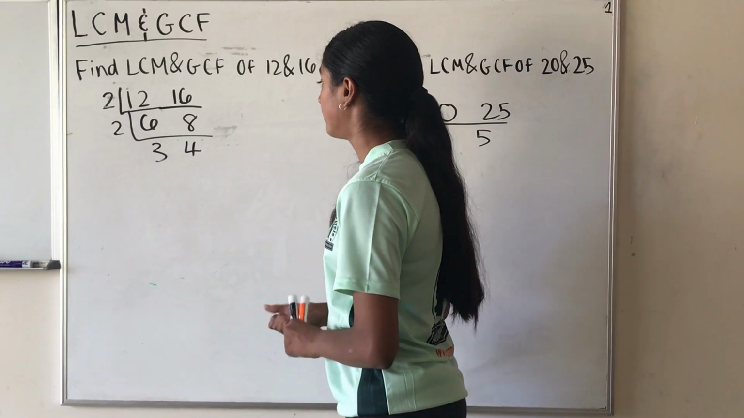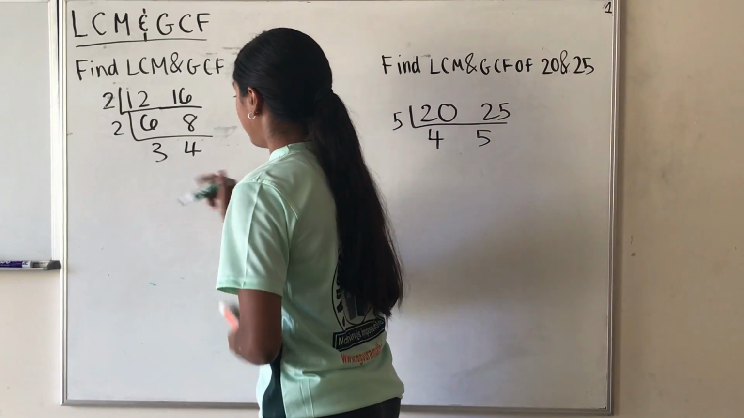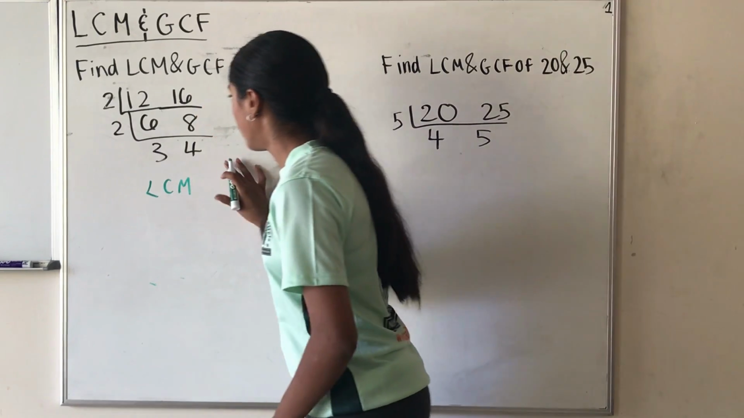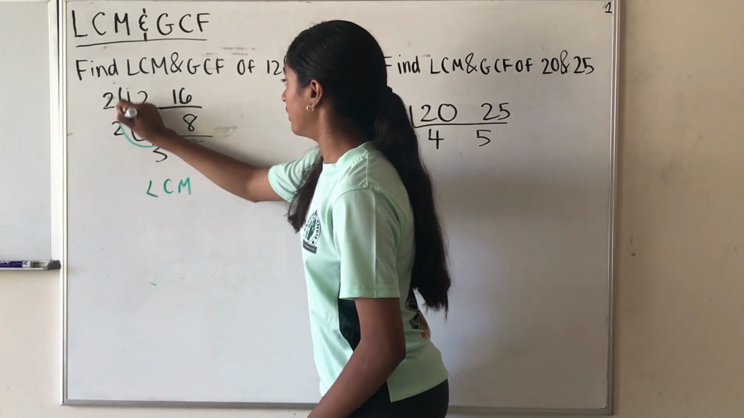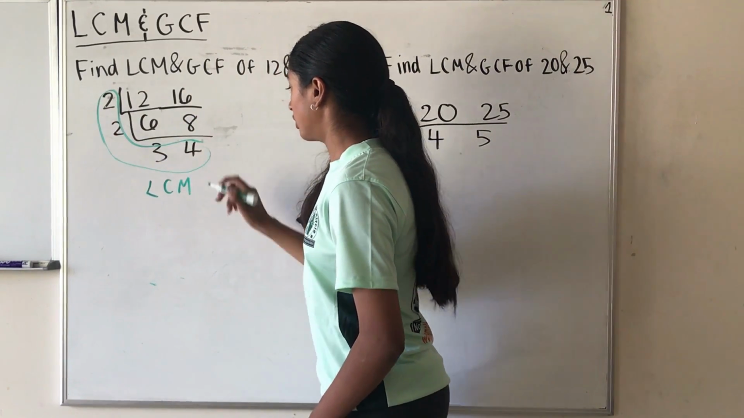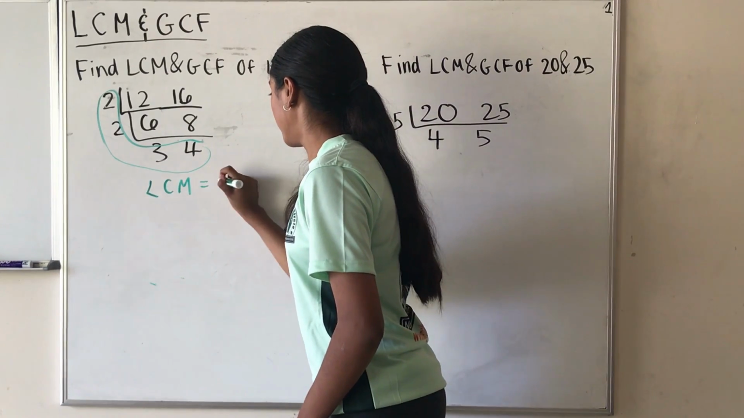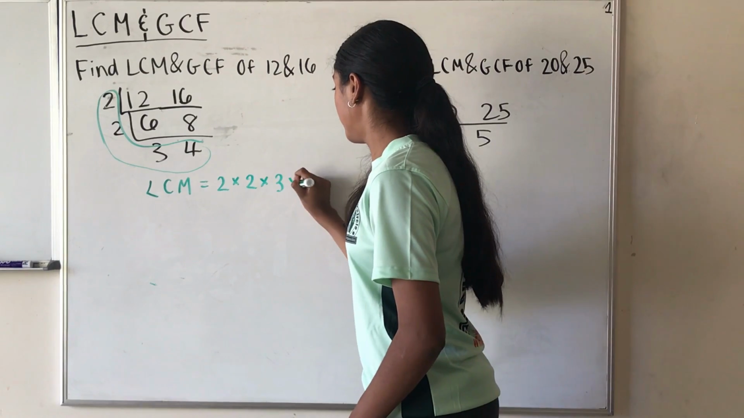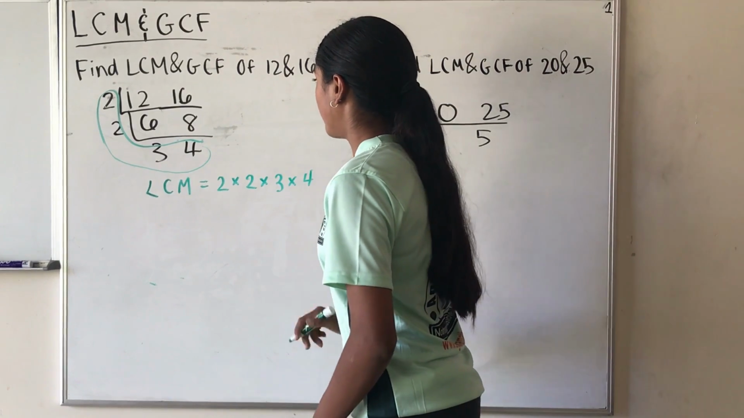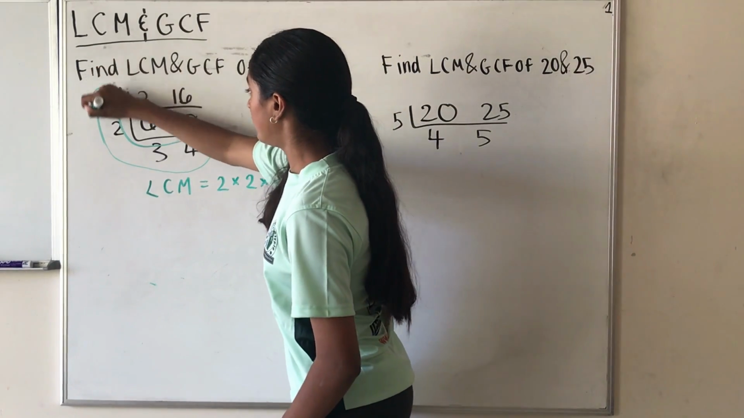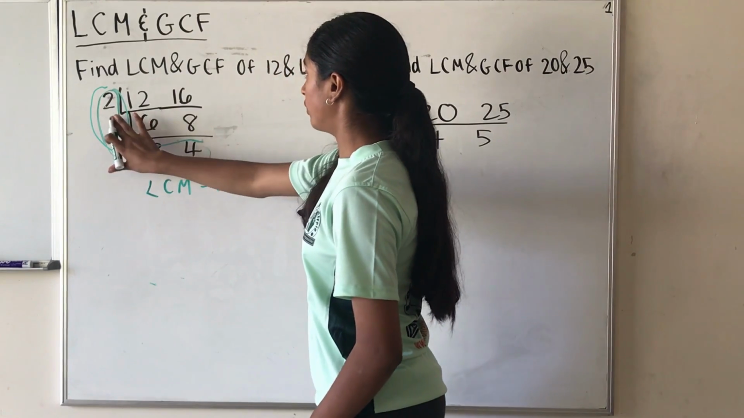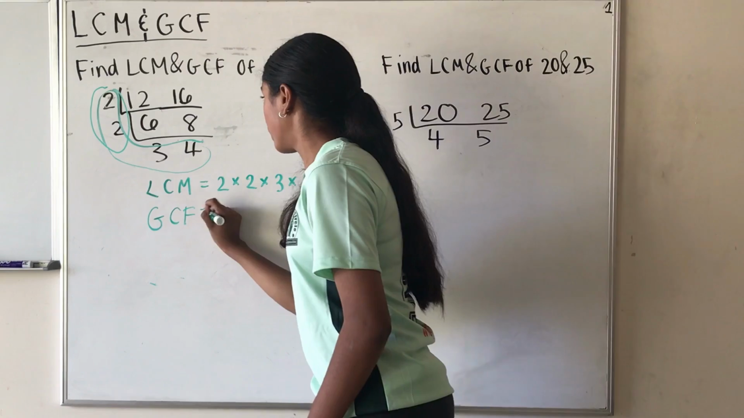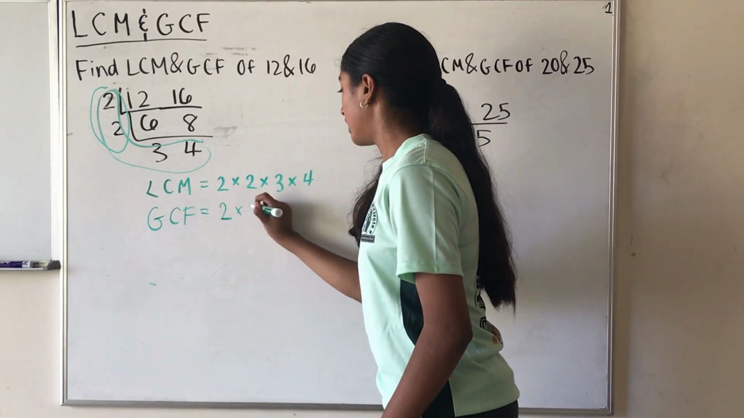The LCM here would be all of these numbers on the outside multiplied together. So this would be 2 times 2 times 3 times 4. And the GCF would only be the numbers that you wrote on the left. So the GCF would be 2 times 2.